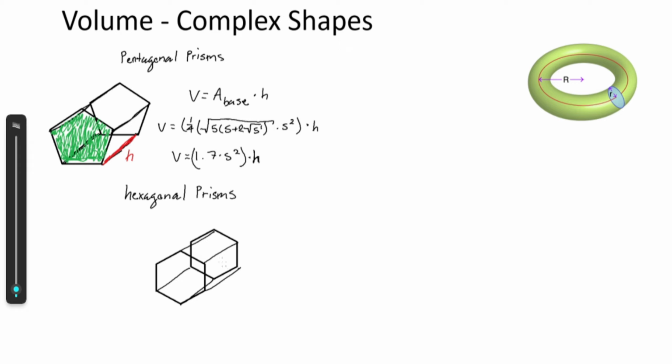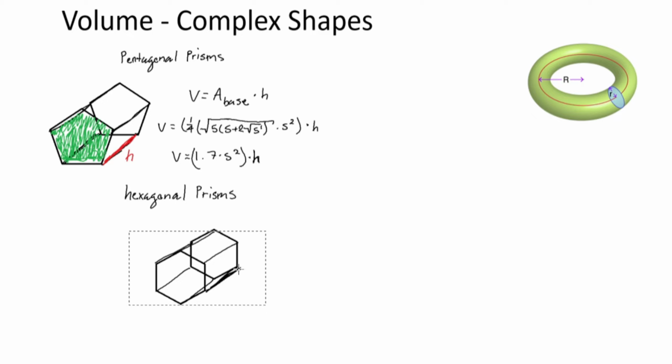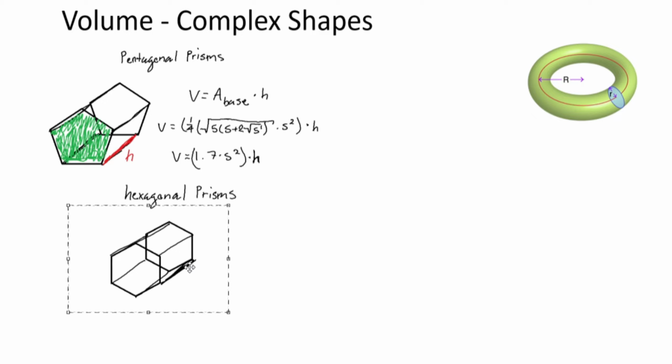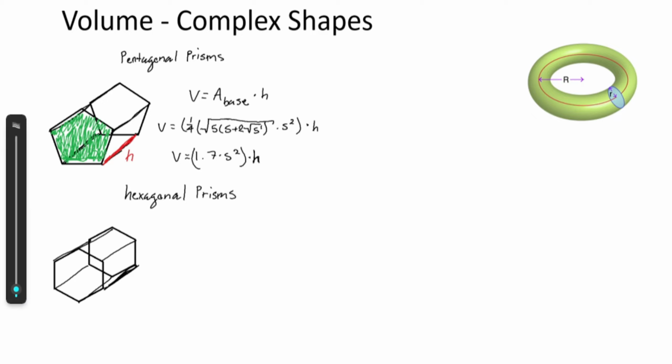This is our little hexagonal prism. It didn't turn out super well, but I hope we get the point here. Let me make this line a bit more realistic. I forgot to draw this line, but just like the pentagonal prism, the hexagonal prism is not any different. The volume equation in general is the same.